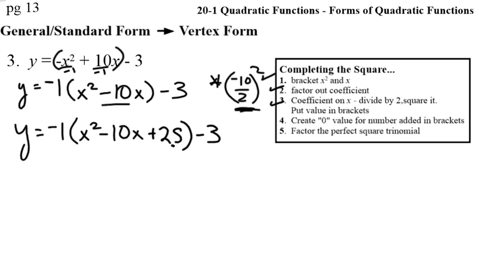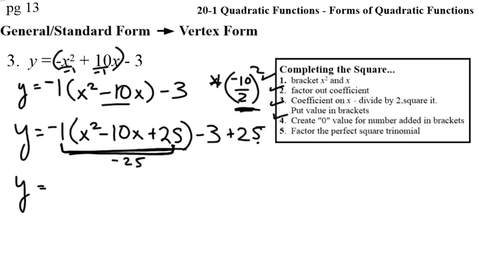But I added something to change the question. I didn't actually add a 25. Because of that negative 1 out front, I added a negative 25 to this. So because a negative 25 just got thrown in, I need to counteract that and add a positive 25. By adding that positive 25, I haven't changed the value because I've added 0 as a value. So I created that 0.